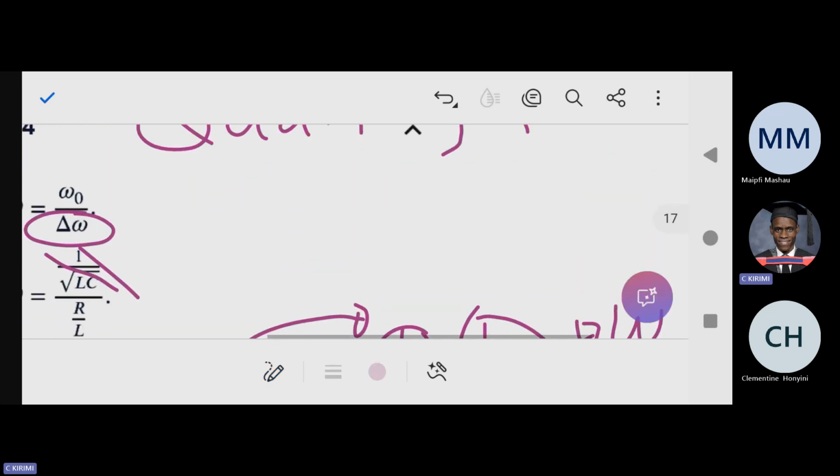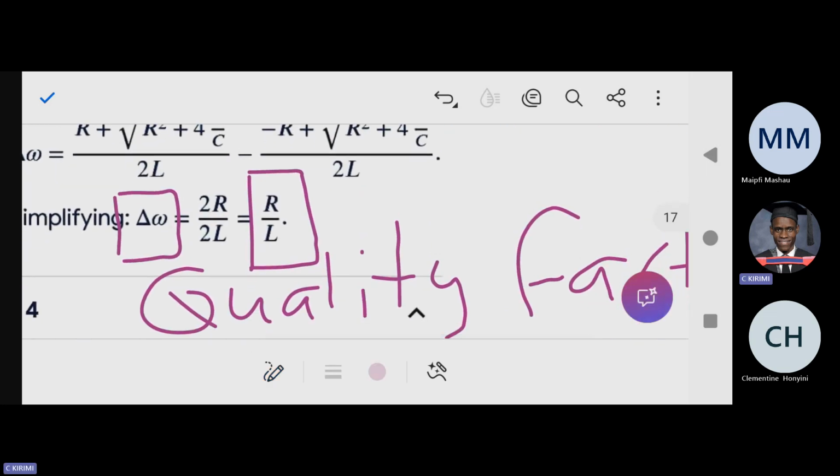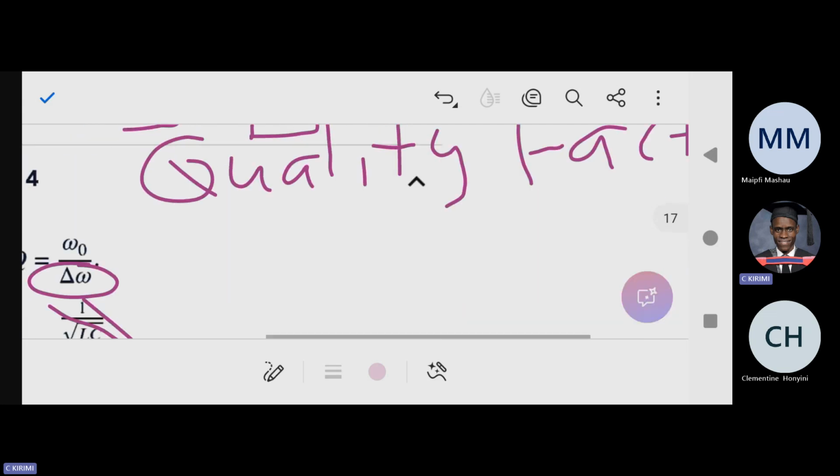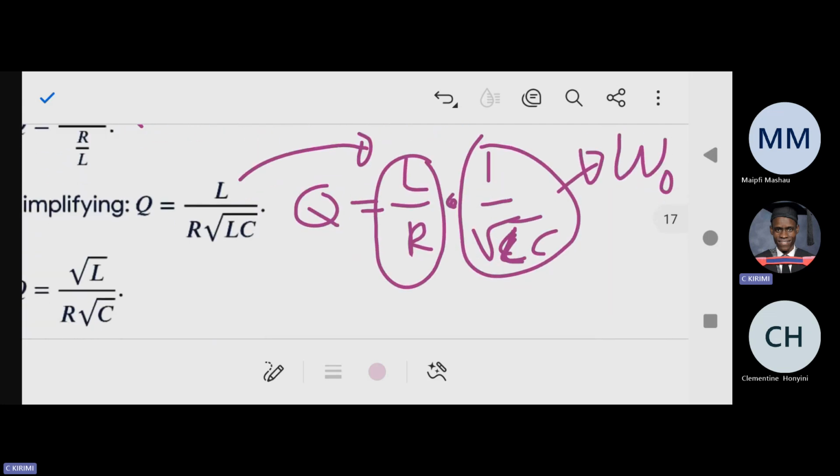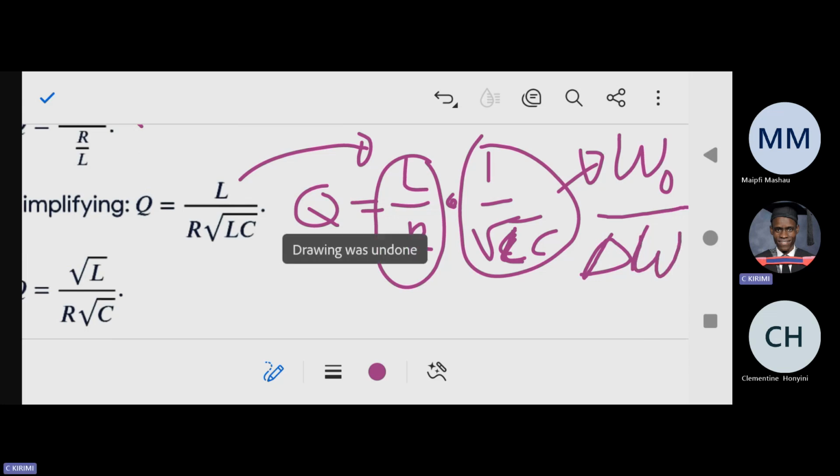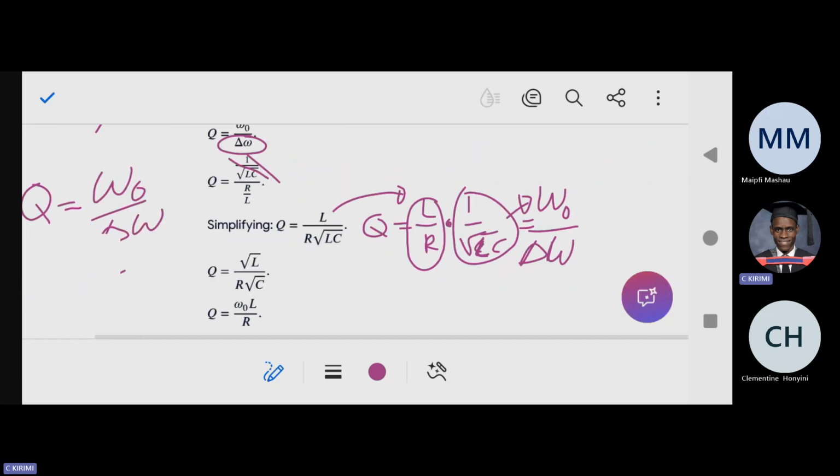But from our answer, the change in omega was R over L. But here I'm not having R over L. I'm having L over R. So it's no longer multiplied by change in omega, but it's divided by change in omega. So that is the definition of Q. Q is just this one. This is the Q which we are talking about.